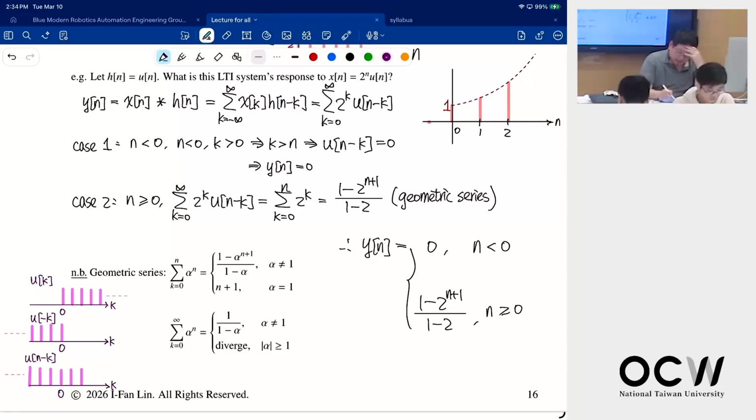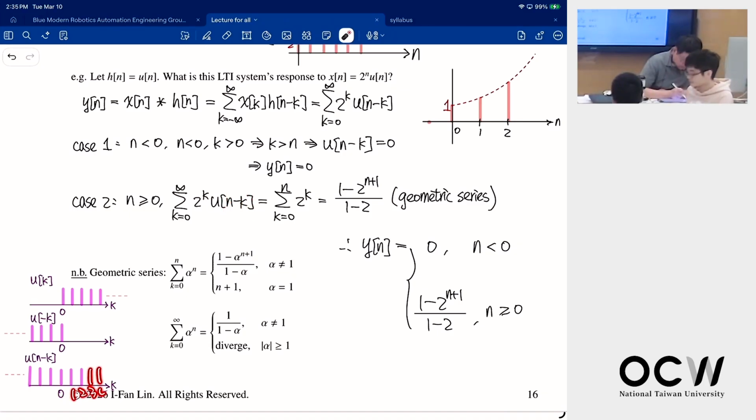And when n is greater than 0, I do have values here. And this range is not from 0 to infinity, it's only from 0 to n. For example, 5 minus k: 1, 2, 3, 4, here's 5. It looks like this. And then k is greater than 0, so I only have values here. Any questions for this one? Alright, so now this is the discrete case.